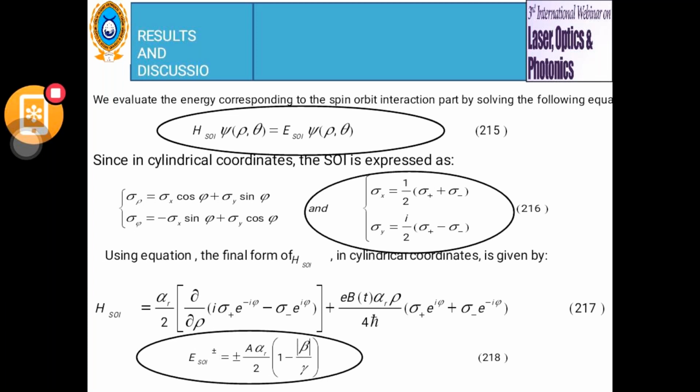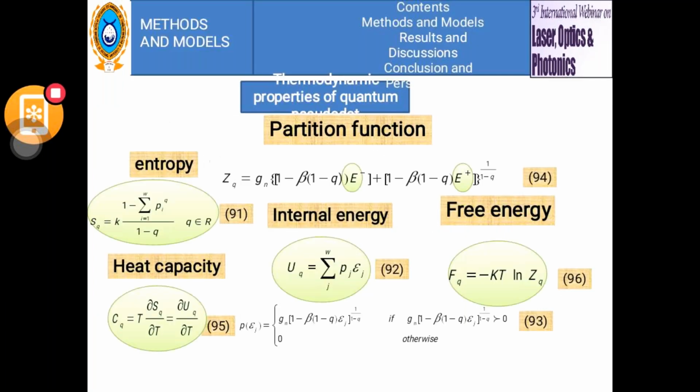To have the total energy of our system, we need to take the energy obtained with H0 and the energy obtained with the spin orbit interaction part. After obtaining the energy, we can now calculate the thermodynamic properties of our system using the Thales formalism. Our partition function is given now in equation 94, where E plus and E minus represent the energy of the two states of spin. E minus is the spin down and E plus is the spin up.